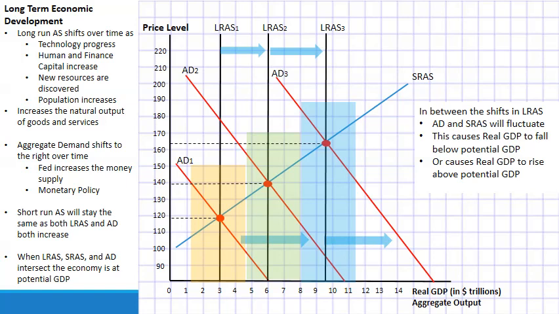So in between the shifts in LRAS, AD and SRAS will fluctuate. So in between those shaded areas, that's when you see fluctuations. This causes real GDP to fall below potential GDP or causes real GDP to rise above potential GDP. So this graph is one of the most important ones that we'll talk about simply because this explains what happens in the economy over the long term and then in between what happens in the short term.